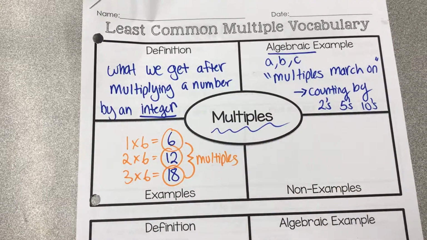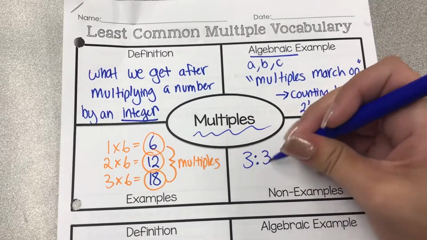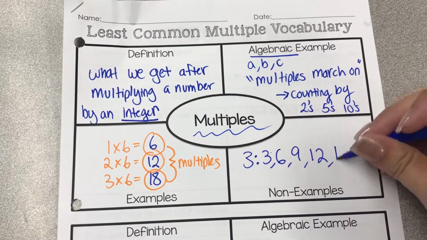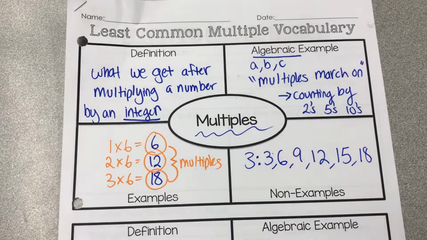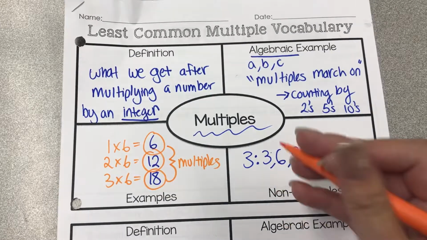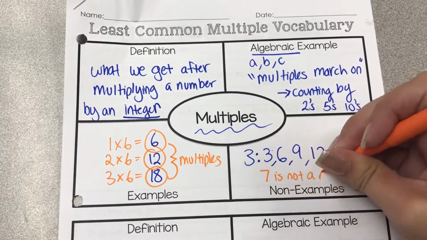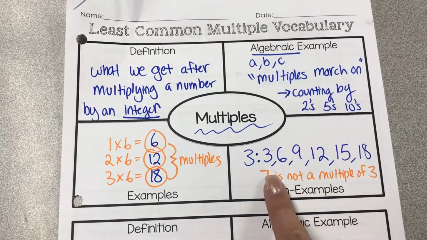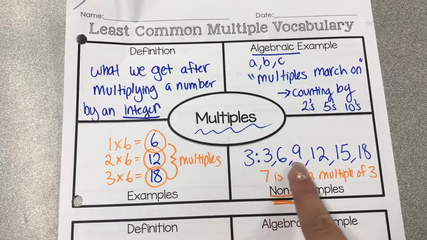A non-example would be, let's say I want to count by 3s. I start with 3. 3 more would be 6. 3 more would be 9. 3 more would be 12. 3 more would be 15. 3 more would be 18. So 3, 6, 9, 12, 15, 18. That's how I'm counting by 3s. A non-example would probably be, I'm going to look at my list, I don't see the number 7. 7 is not a multiple of 3. I counted by 3s, and I did not have the number 7 in this list of multiples. So this would be a non-example. Basically, 7 would not work. It is not a multiple of 3. It's not in this list.